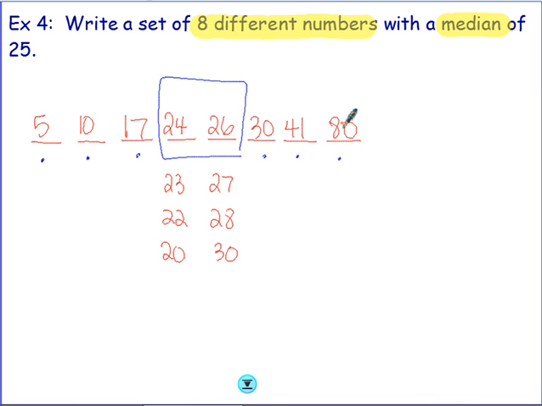So it's focusing on the important piece, which in this case was the median. Let's look at the next one.